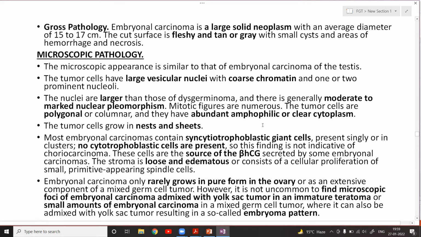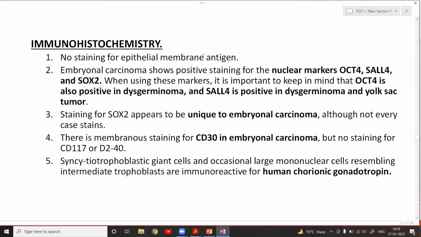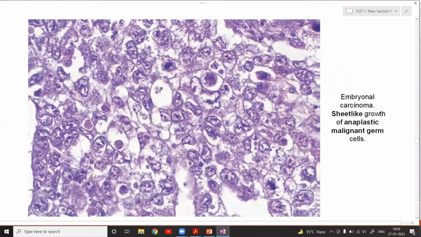Just like any malignant germ cell tumor, they are also large, fleshy, hemorrhagic, necrotic tumors. Now, microscopically, I am just going to start with the microscopy first. Microscopically, they look very similar to which germ cell tumor? Yes, can anyone tell me? They look very similar to dysgerminoma. Yes or no, everyone? So how do you differentiate?